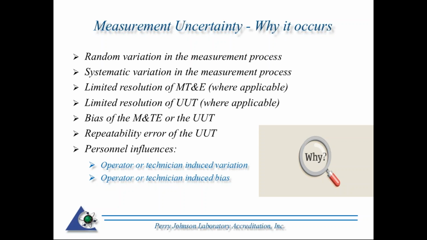So, measurement uncertainty, why does it occur? I have a list of various things here. A random variation in the measurement process, systematic variation in the measurement process, limited resolution of the measurement and test equipment where applicable, limited resolution of the UUT, unit under test, where applicable. We can have biases of the measurement and test equipment or the unit under test, repeatability error of the unit under test.